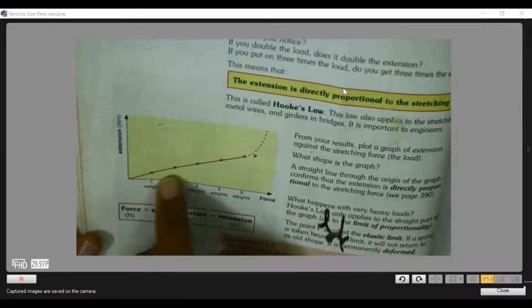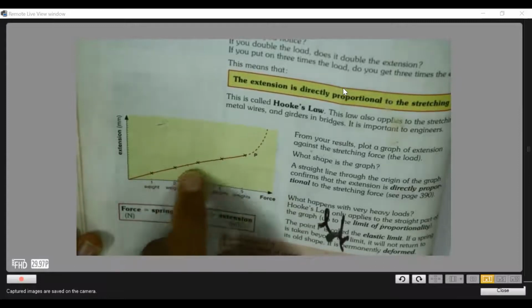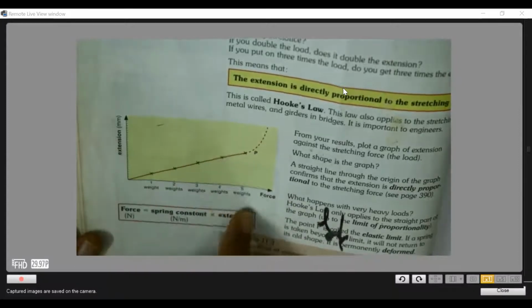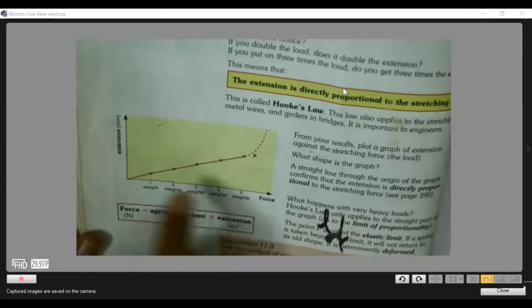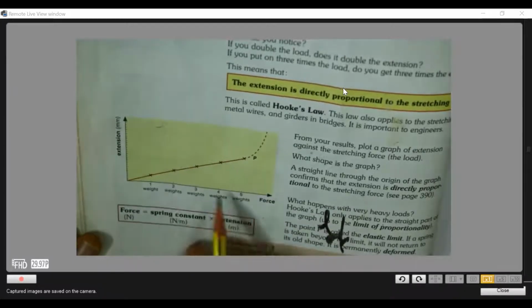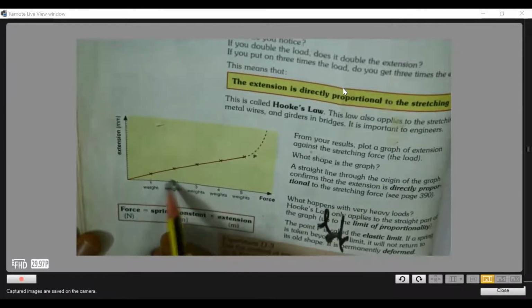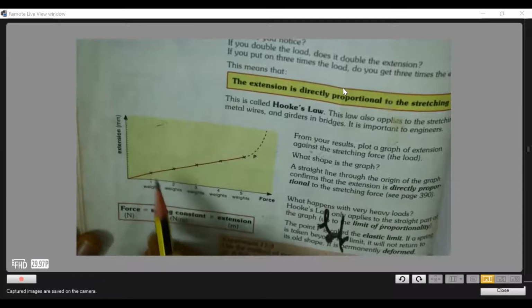Now, what is this shape of the graph telling us? What sort of relationship is there between force and extension? As the weight increases, extension increases. Right. And as the force is increasing, the extension is increasing by the same amount.